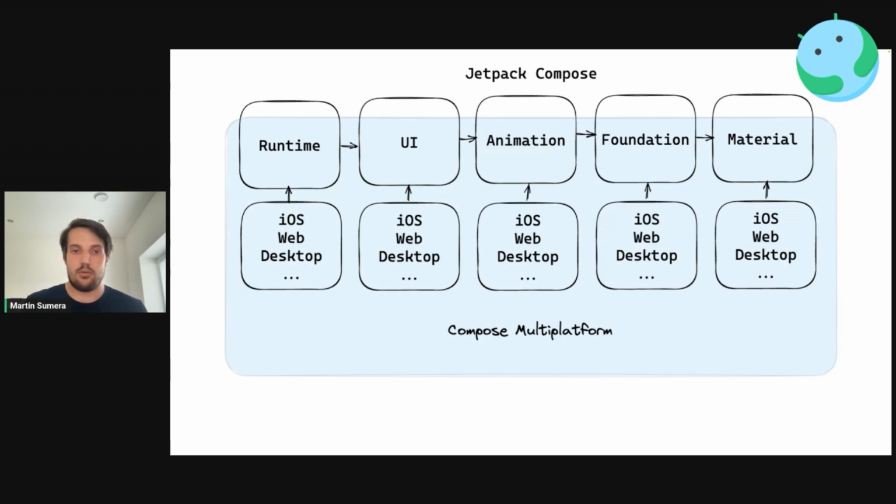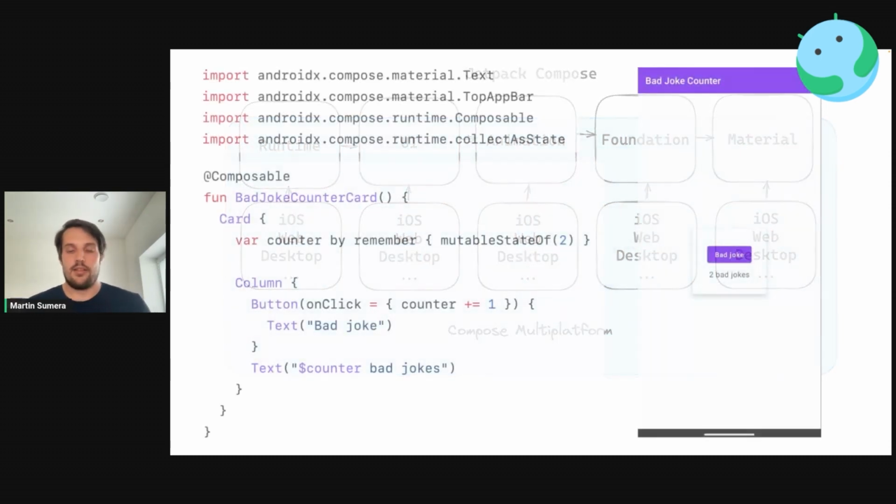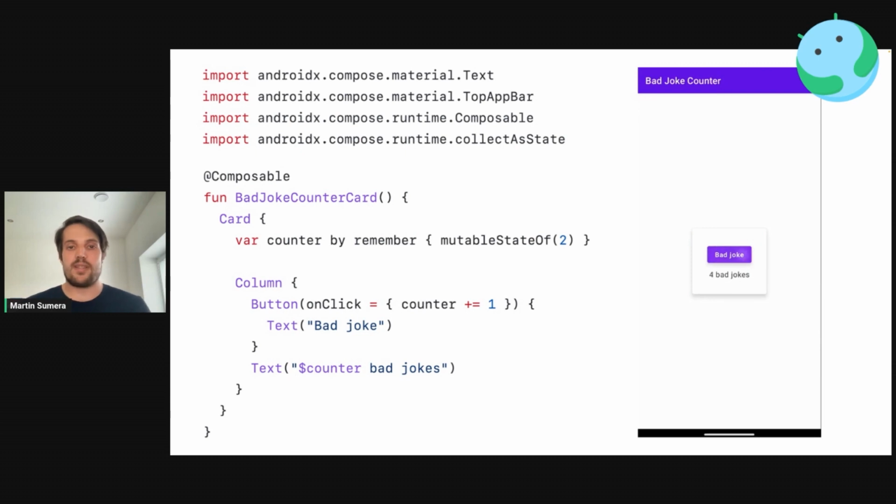Let's take a look at some examples. In honor of the first public showcase of Compose, I recreated a bad jokes counter application. I'm not sure what was the second one, but the counter never lies. Anyway, this is implemented as an Android application, but even when you create a multiplatform application from this code, it looks almost the same.